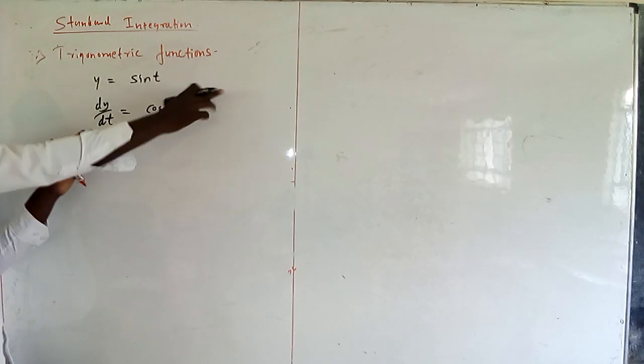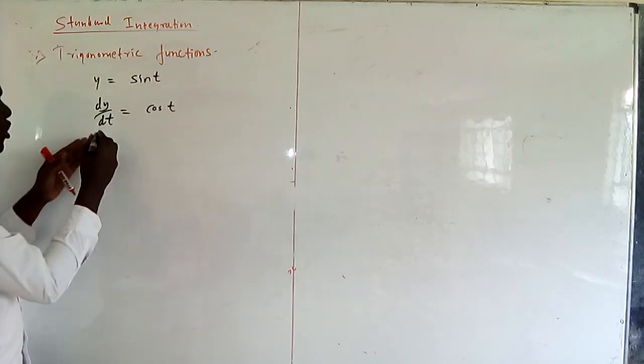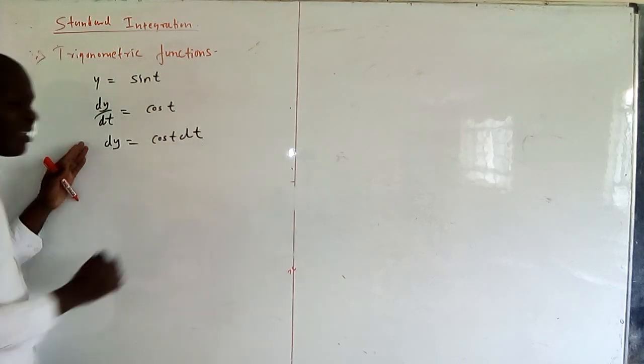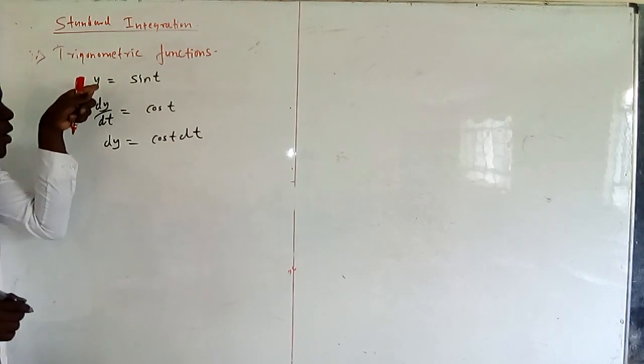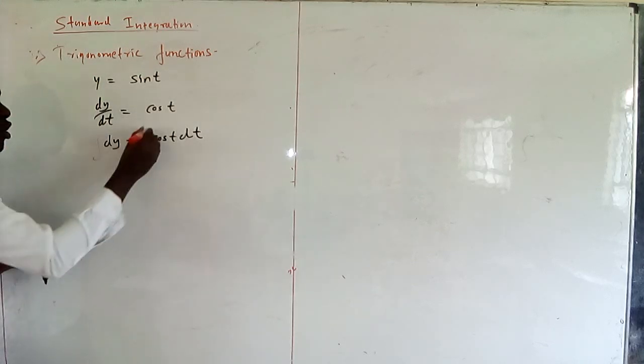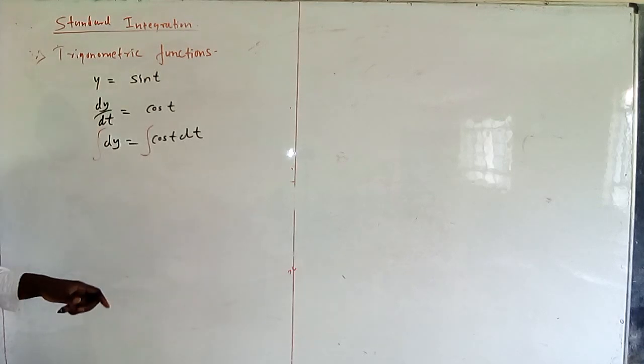So it means this dt goes to the other side of the equation, isn't it? So what do we have here? We have dy equals cos t dt. But what do we want? We want y. For us to get y, we introduce the integral on both sides of the equation. We introduce the integral, isn't it?